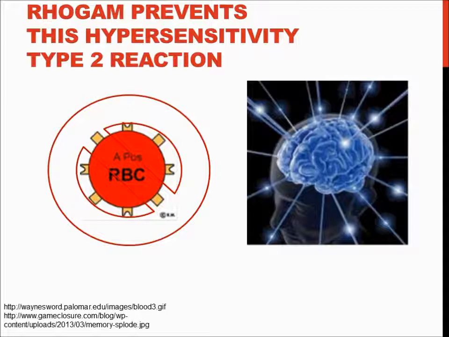to bind to the Rh antigens expressed on the baby's red blood cell, and hence neutralize it and prevent it from being recognized by the memory B cells. This mechanism allows the memory B cells to not become active and produce the IgG that can cross the placenta and hence create hemolytic disease of the newborn.